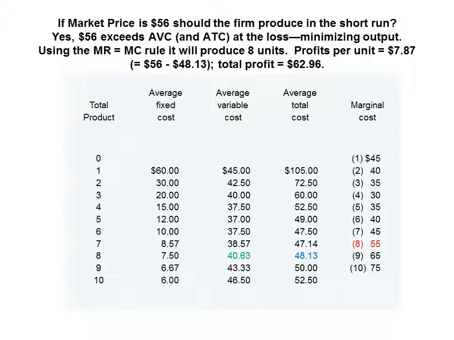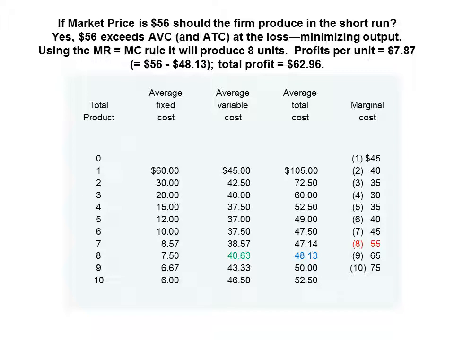So the next question is, is producing preferable to shutting down? Well, if you look at 8 in the average variable cost column, we say, okay, as long as price is greater than average variable cost for 8 units, then producing is preferable to shutting down. Let me say that one more time. We look at 8 in the average variable cost column, and as long as price 56 is greater than average variable cost at 8 units of output, then we should produce.